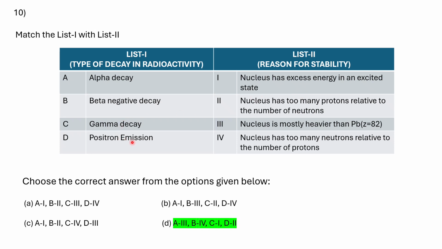देन पॉजिट्रॉन एमिशन, यहाँ पर होता है प्रोटॉन का एमिशन. सो ऑब्वियसली न्यूक्लियस, नॉट प्रोटॉन बट या पॉजिट्रॉन, न्यूक्लियस हैज टू मेनी प्रोटॉन्स रिलेटेड टू the number of neutrons. So here the option D.